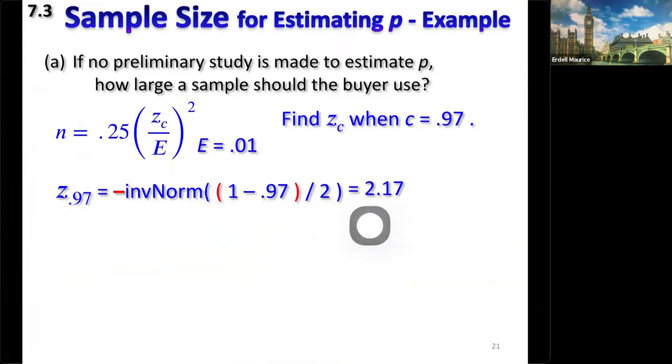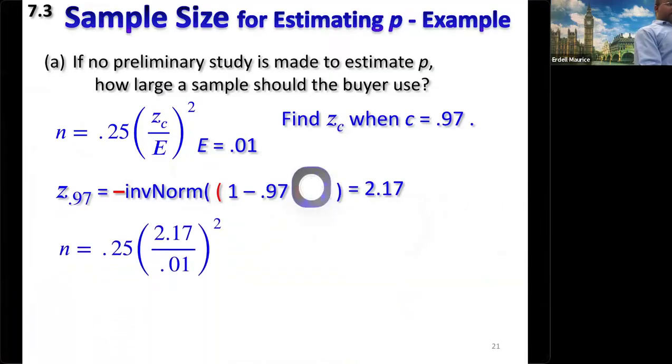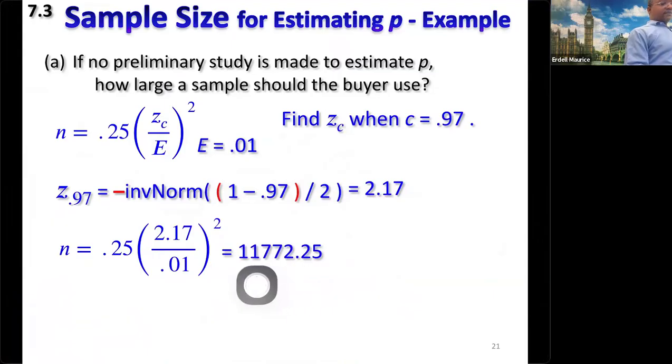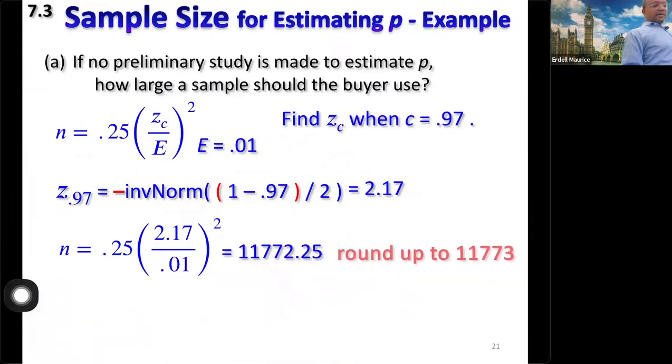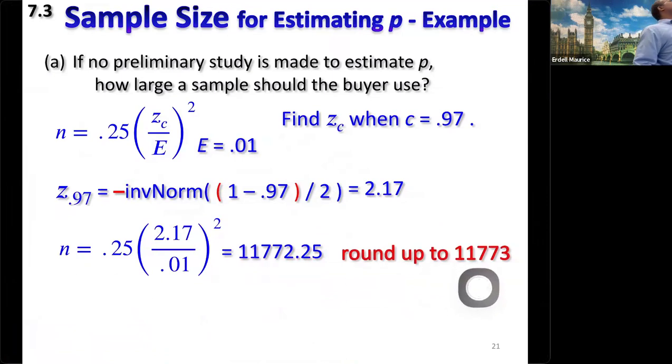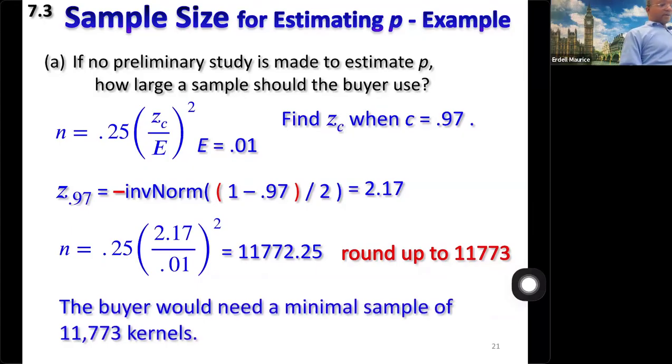Questions there? So you plug those in, 2.17 here, plug in 0.01 E right here, square them, and then multiply them by 0.25, and you get an answer of 11,773, because you always round up. You always round up. And so this is the number of kernels they'll need to test. So they'll have to buy a whole bunch of them, pop them, and then see what average number of kernels pop. All right? So the buyer will need a minimum sample of 11,773 kernels to meet the standard that they require.